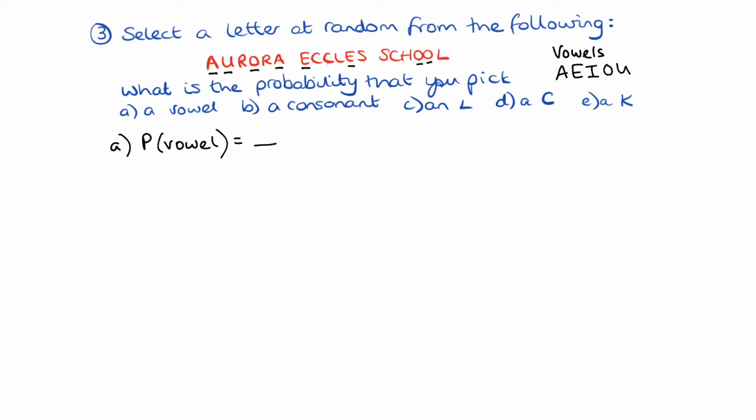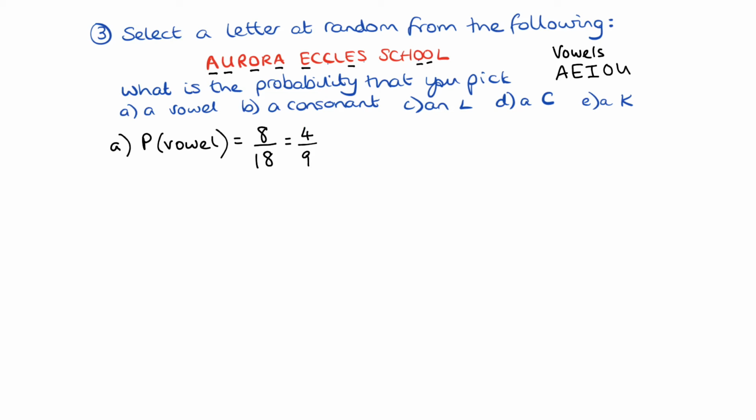Okay, so the number of letters altogether in Aurora Eccles School, if we count them, we've got 1, 2, 3, 4, 5, 6, 7, 8, 9, 10, 11, 12, 13, 14, 15, 16, 17, 18. So it's going to be out of 18. And counting the vowels, we've got 1, 2, 3, 4, 5, 6, 7, 8. So we've got 8 of the 18 letters are vowels. So the probability of picking out a vowel at random is 8 out of 18, which we can divide by 2 and get 4/9.